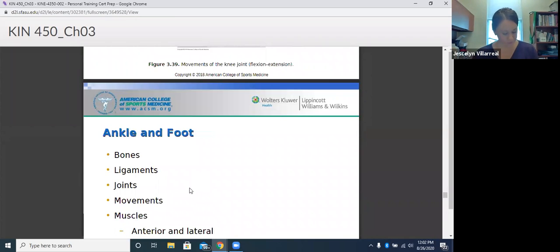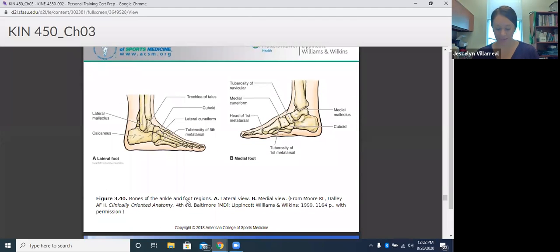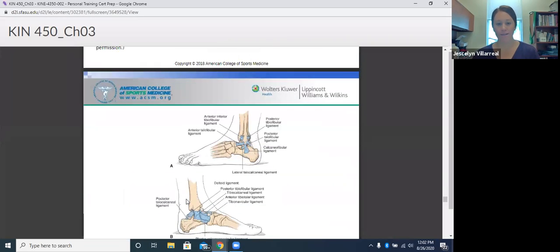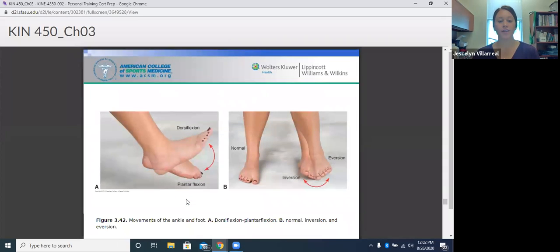Bones of the ankle and foot. You'll see ligaments of the ankle and foot as well. From here, we can dorsiflex and plantar flex. So practice that in your chair. Put your foot out and dorsiflex, which would be toes to the shin, and plantar flex, toes down.